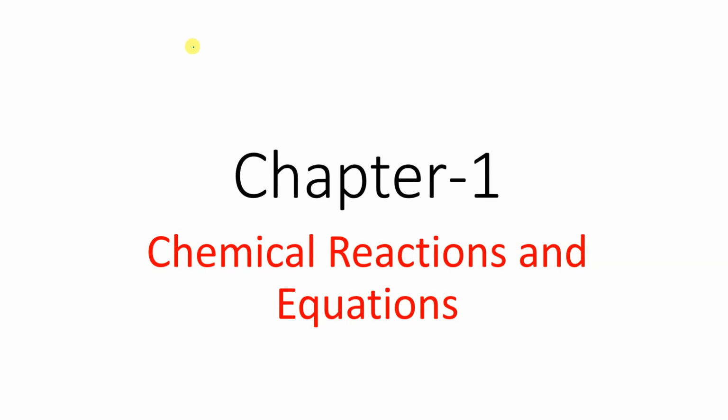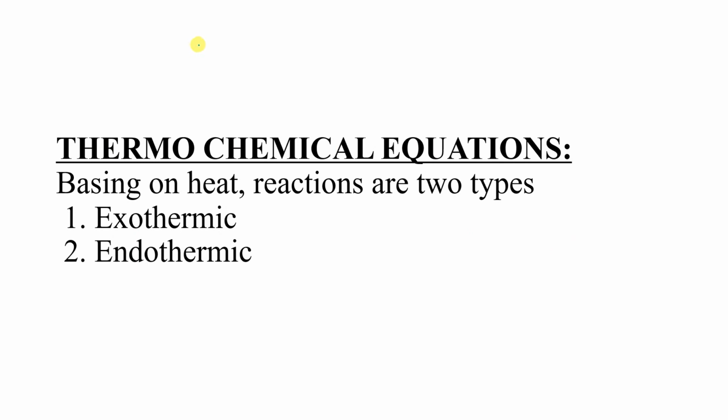Today we are going to discuss chapter 1 of chemistry of NCERT textbooks, 10th class, chemical reactions and equations. In this chapter I am going to discuss a subtopic called exothermic and endothermic reactions. These are thermochemical equations, because these are chemical reactions based on heat. Any chemical reaction which is based on heat, we divide into two types, exothermic and endothermic.